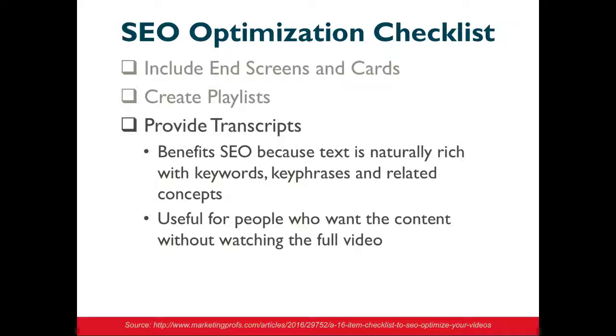Provide transcripts of your video. If you don't already have a script or a transcript of your video, Google can actually help you create one from YouTube videos. And a bonus tip, if you have a transcript, edit it to clean up the language and repurpose it as a series of blog posts, perhaps. The benefits to search engine optimization are that the text is naturally rich with keywords, key phrases, and related concepts. So it's also useful for people who want the content without having to watch the full video.